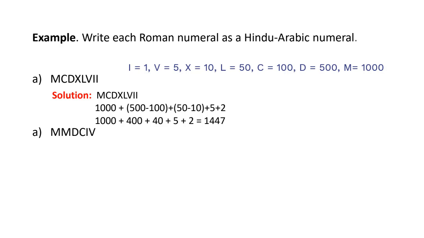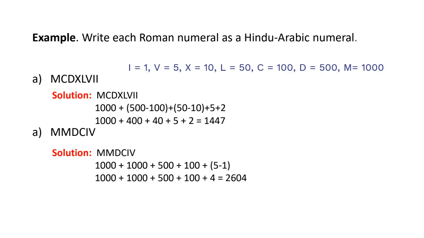Next, I have X and L. The X is smaller than the L because X has a value of 10 and L has a value of 50. So I'm going to subtract them again. It's going to be 50 minus 10. And then I move to the V, which is 5, and then 1 and 1. The last two, I'm just going to add, 5 plus 2. So this is going to give me 1,000 plus 400 plus 40 plus 5 plus 2, which when you add them, that is going to be 1,447.